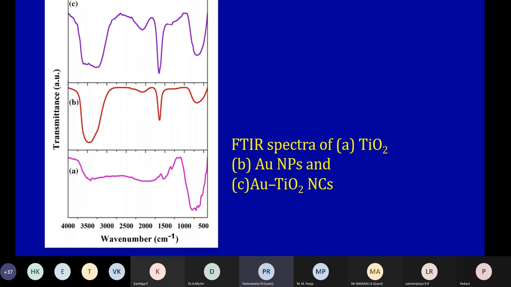This is an FTIR spectrum. Normally this band is due to water molecules present in the sample, and this one is due to the metal oxygen bond. There are some changes in the band from 1000 to 500 centimeter inverse, which is due to the formation of the AuTiO2 nanocomposite.